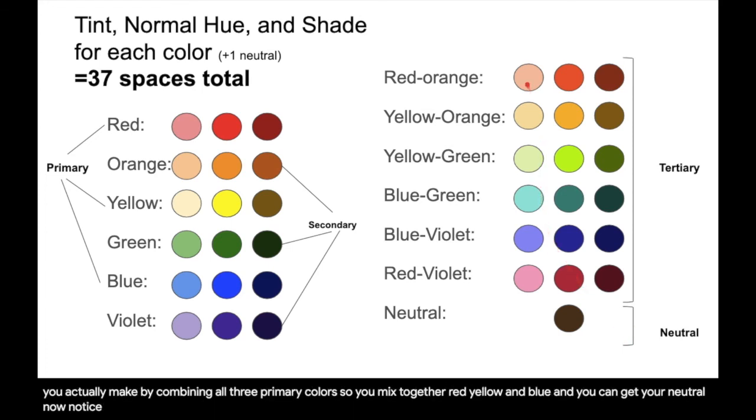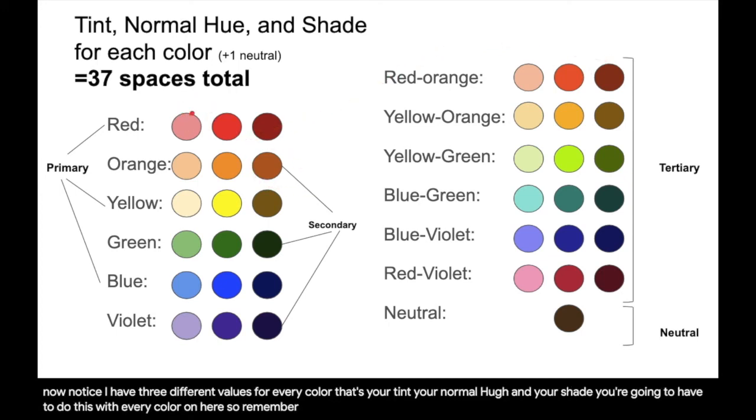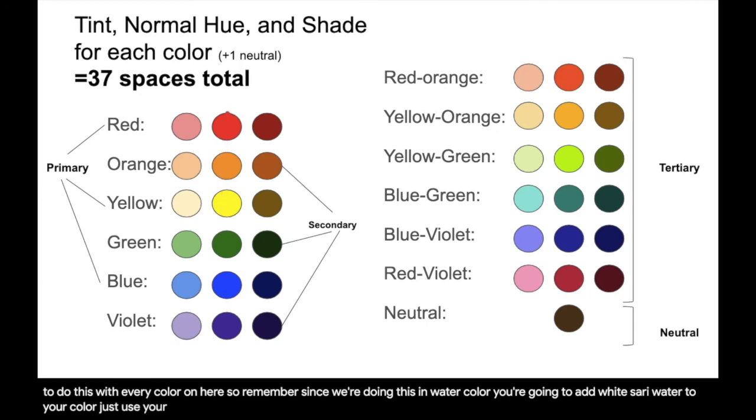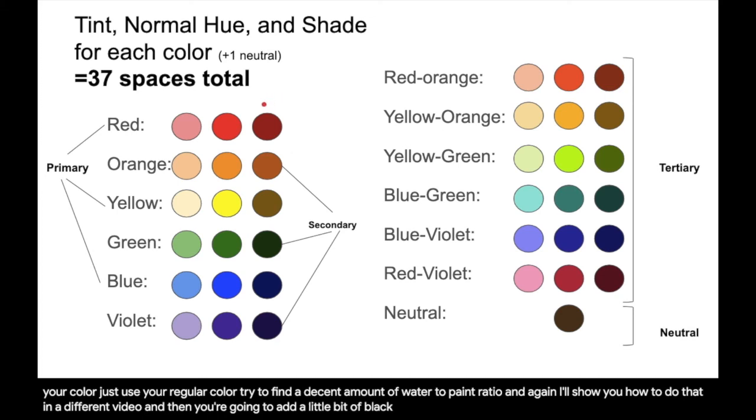Now notice I have 3 different values for every color. That's your tint, your normal hue, and your shade. You're going to have to do this with every color on here. So remember, since we're doing this in watercolor, you're going to add water to your color. Just use your regular color. Try to find a decent amount of water to paint ratio. And again, I'll show you how to do that in a different video. And then you're going to add a little bit of black to your color to make that shade.